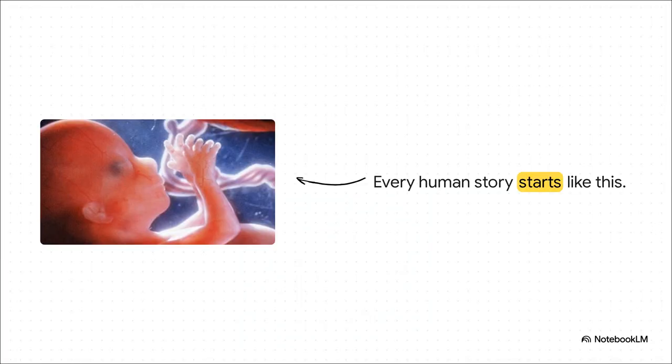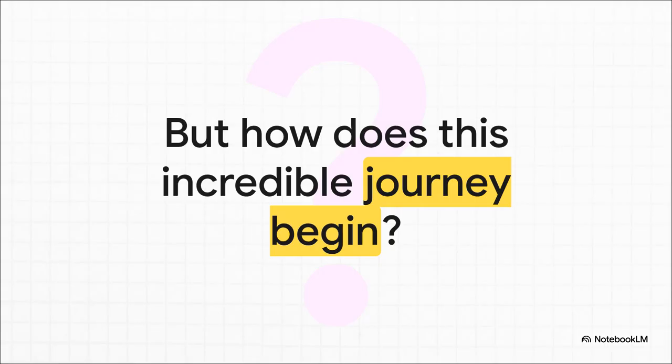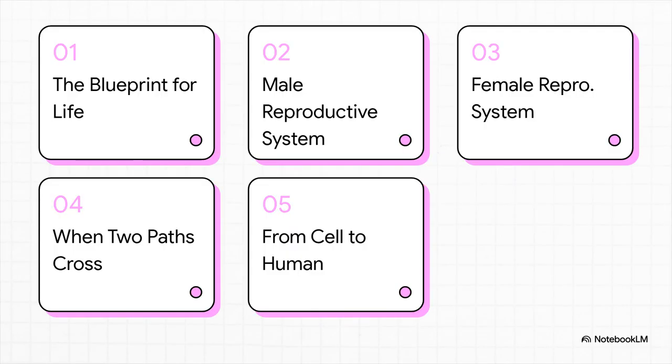Every single one of our stories starts right here. The development of a new life, totally sheltered and growing. It is one of the most profound processes in all of nature. To really understand this, we have to go all the way back to the very, very beginning, and that's exactly what we're going to do in this explainer. We're going to break it all down into 5 key stages.